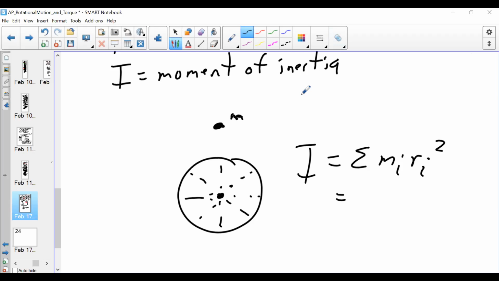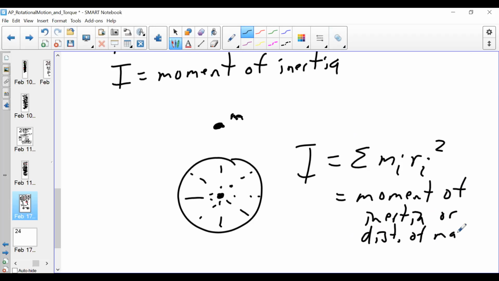Because we're no longer dealing with points, we're dealing with objects that are a collection of points: wheels, spheres, cylinders, rods, different geometries. So moment of inertia is the distribution of mass. Distribution of mass about an axis.